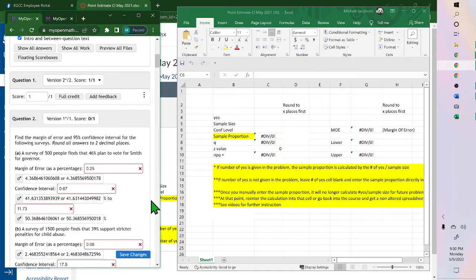I thought we'd try a few of them. So number 2, find the margin of error and 95% confidence interval for the following surveys. Round all answers to decimals. A survey of 500 people finds that 46% plan to vote for Smith. So 500 people.